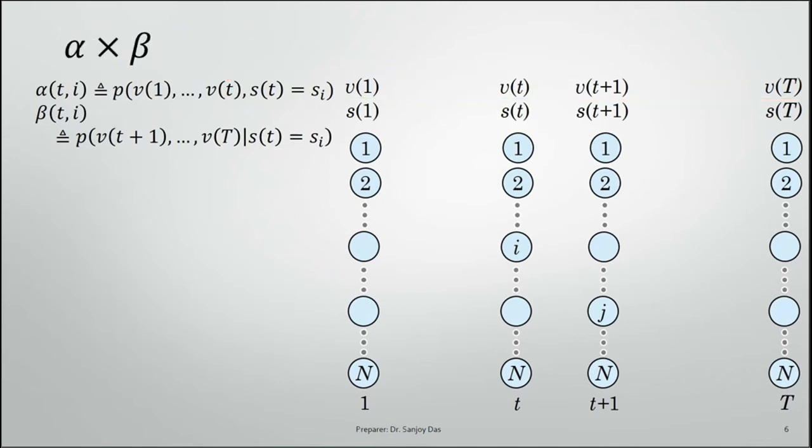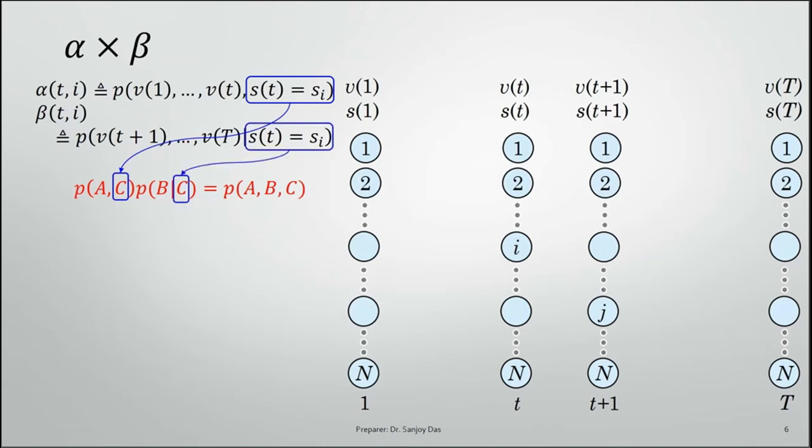Let's look at what their product will be. From Bayes' rule, the probability of A, C times the probability of B given C equals the probability of A, B, C. And in our case, the event C is St equals Si, which is marked in blue. In both cases it's blue; in the variable alpha it's a joint probability, and in beta it's the conditional probability. It's the condition.